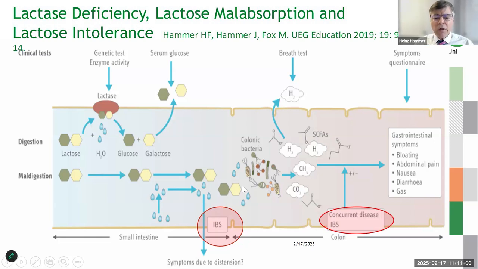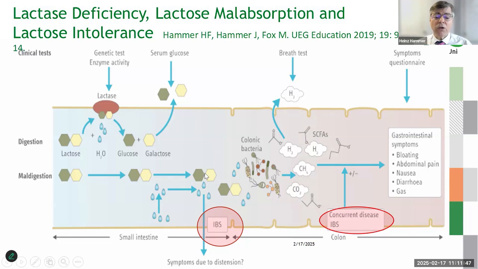The lower part of the figure and the onward part in the column depicts what will happen to the disaccharide lactose if lactase activity is decreased or absent. The disaccharide cannot be digested. Due to its osmotic activity, it draws water into the small bowel. This may result in distension of the small bowel, and if there are additional conditions like irritable bowel syndrome or other gut-brain disorders, then symptoms due to this distension may evolve.